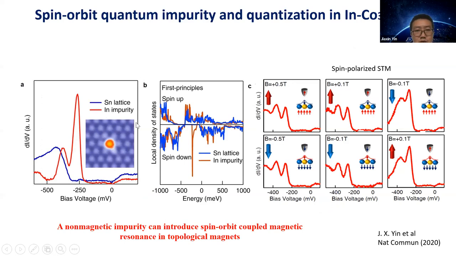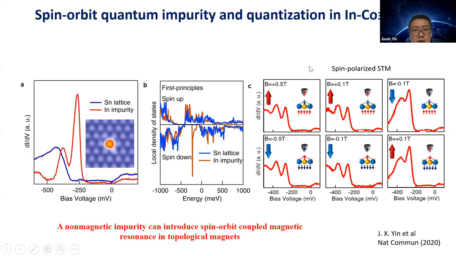And this resonance, from a first principle calculation point of view, is actually from a spin-down resonance, because in the spin-down channel there is a fully open energy gap, and this gap protects this resonance to be very sharp. So how do we demonstrate that this resonance has a spin-down feature by experiment? Then we designed a spin-polarized STM experiment.